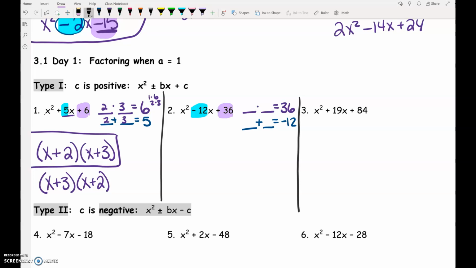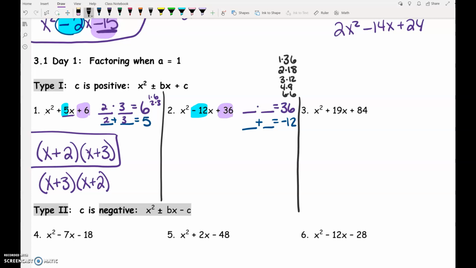So let's think about ways to multiply to get 36. And I'm going to be very thorough. 1 times 36, 2 times 18, 3 times 9, wait, that's 4 times 9, 3 times 12, I think, 4 times 9, or 6 times 6. There's a lot of ways that you can multiply to get 36. Now we need to look at those options and see which of those options, if we added them together, would help us to get negative 12.